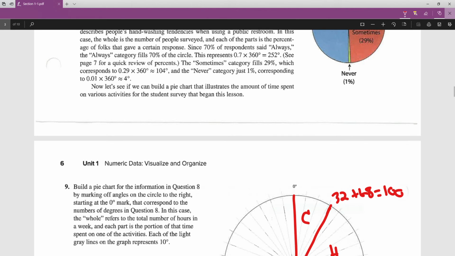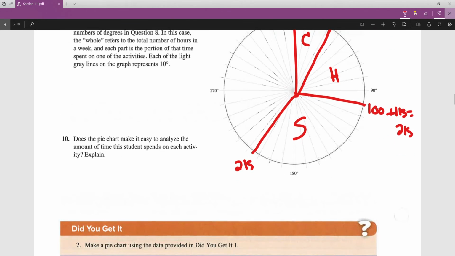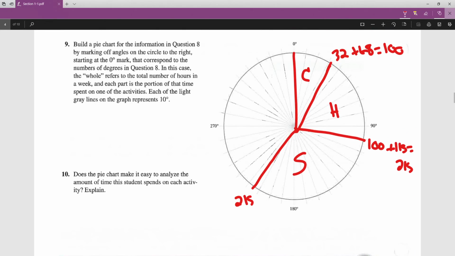The next category is work, which is 32 degrees. So I'm going to add 32, which tells me I should be at 247. So we were at 200, 210, 220, 230, 240, 250. So it's about here. And that is work. And then the rest of the time is other. It's not pretty, but that's your pie chart.